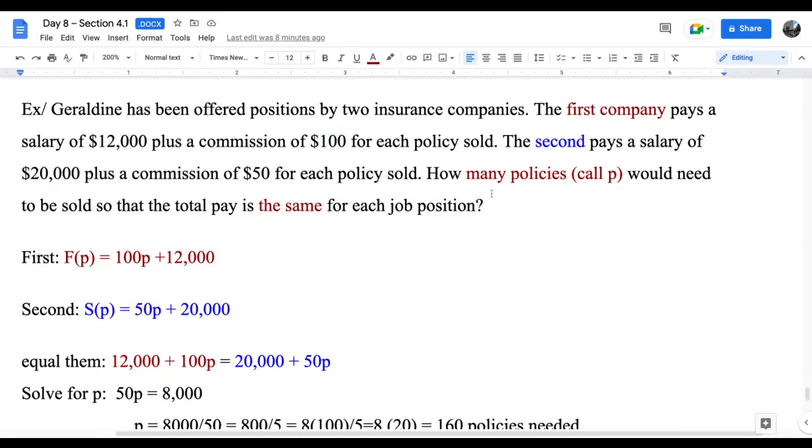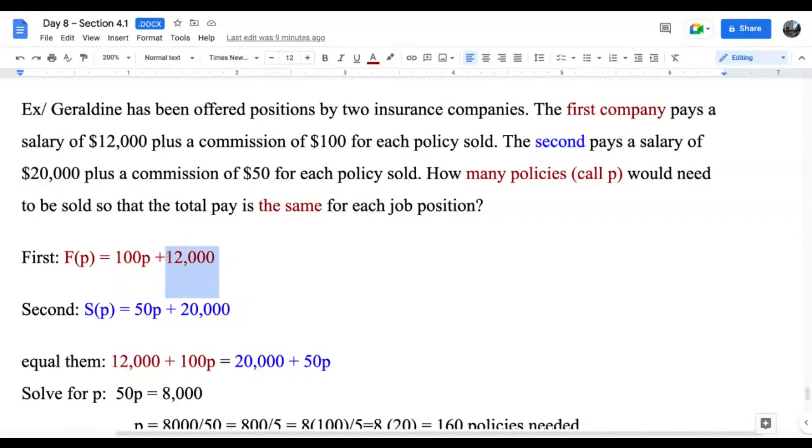So the question is, how many policies? Well, we'll call the policies P. We use variable P to represent the number of policies that need to be sold so the total pay is the same for each job option. So for the first company, let's call F of P, which equals 100P, because for each policy sold, she gets $100.